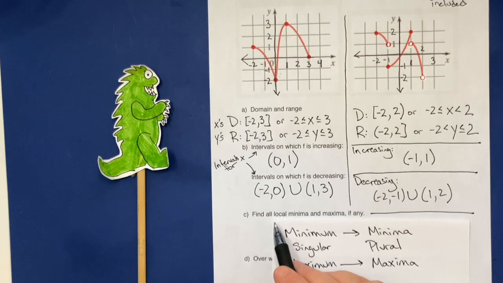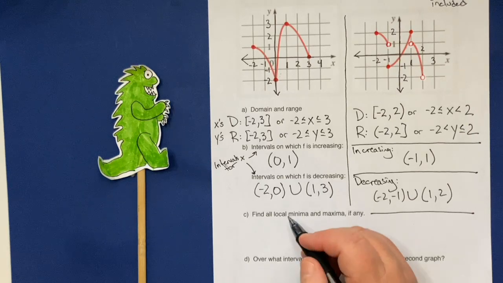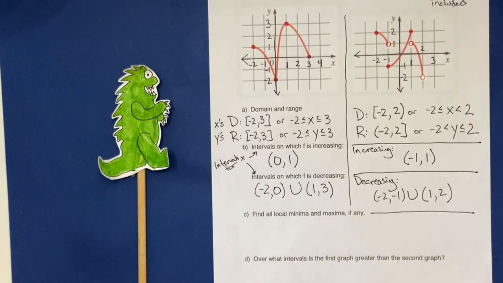So when we say find all local minima and maxima, we're saying plural, lots of them possibly. So let's take a look. Local minima versus global minima has to do with where you're the biggest or the smallest. So when we ask for local, that means that we're looking for any point that's higher than all the other points around it.